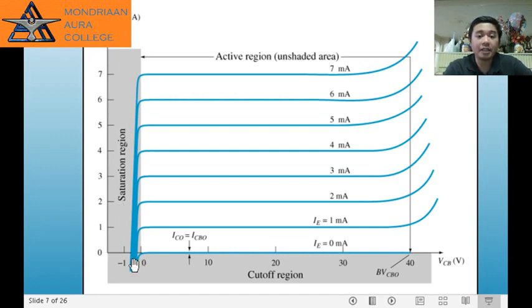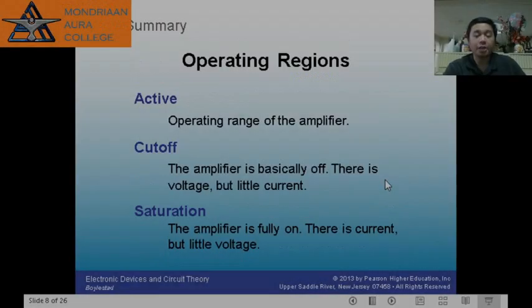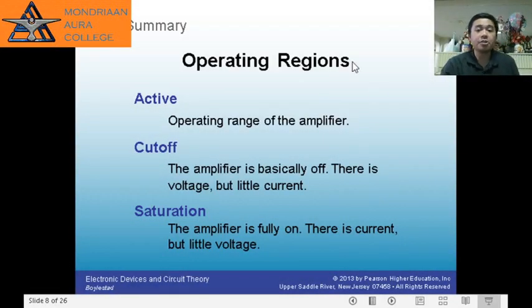Kapag ang kuryente at voltahe naman ng ating BJT ay nandirito, which is basically parang zero na yung kuryente natin dito, no? Almost zero, no? Ang BJT natin ay naka-off. Ito yung description ng tatlong regions of operation ng ating BJT.